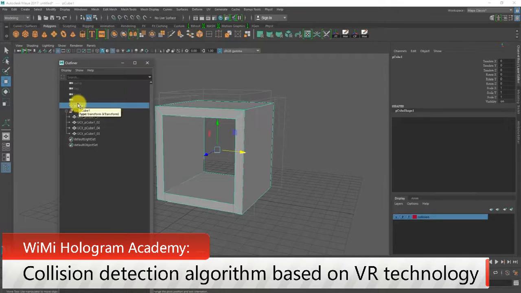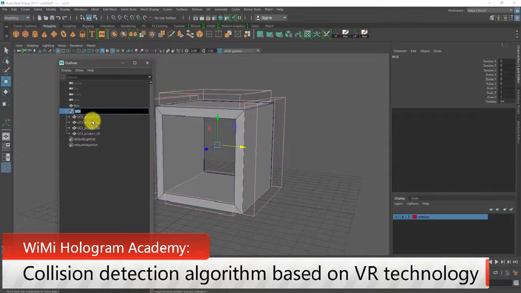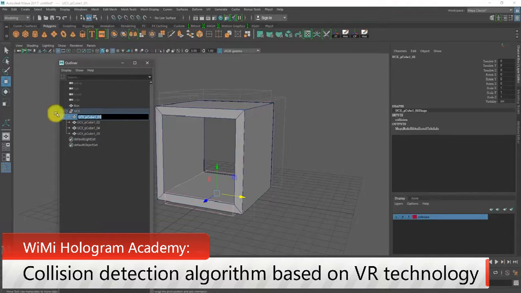The second is the dynamic collision detection algorithm. It mainly detects whether the models in virtual reality scenes change with time and whether they collide with other models in a given space, such as the collision between a bullet and the ground, or the collision between a car and a tree. Dynamic collision detection algorithms can be divided into discrete collision detection algorithms and continuous collision detection algorithms.